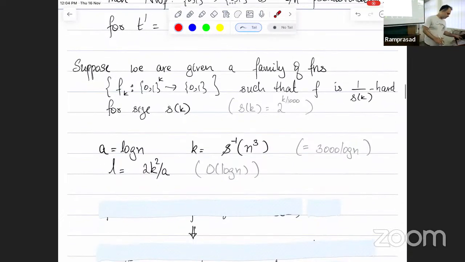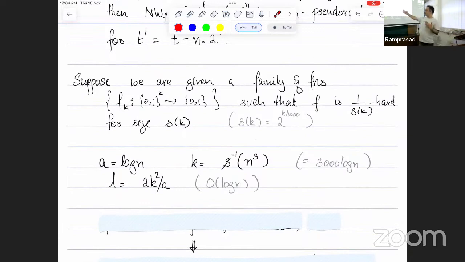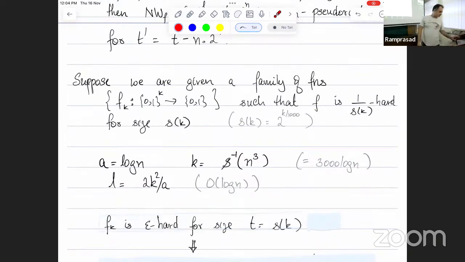Now let's ask ourselves, well, what do we have in the hypothesis? So suppose someone told us that, I mean, by the hypothesis, Fk is supposed to be epsilon hard for size S of k. That was the definition based on the hardness. But we set it up such that what is S of k now? It's just n cube. Okay, so we set it up such that t is like n cube.